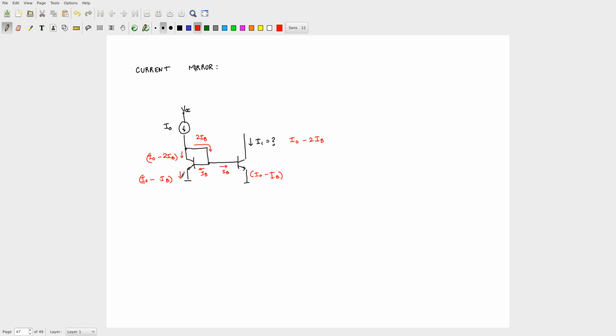And can you work out what IB is in terms of I naught, in terms of beta? This is very straightforward, right? Because if I take this collector current, my collector current is I naught minus 2IB, and we know that IC by beta is IB. So IC is nothing but I naught minus 2 times IC by beta. So what is IC? Is going to be I naught into beta by beta plus 2, or the other way around? Okay, let's just work it out. This will be IC into 1 plus 2 by beta is equal to I naught. So I was correct.